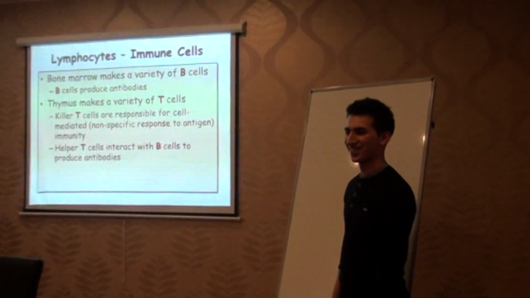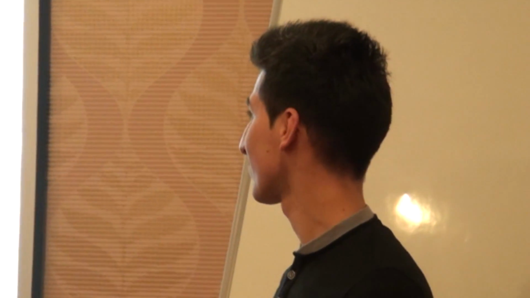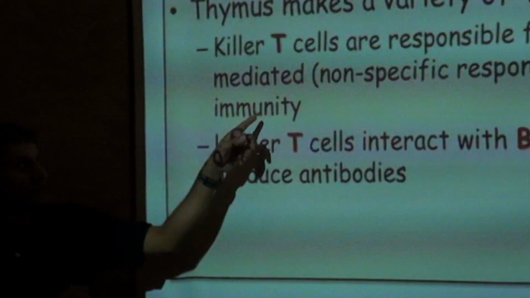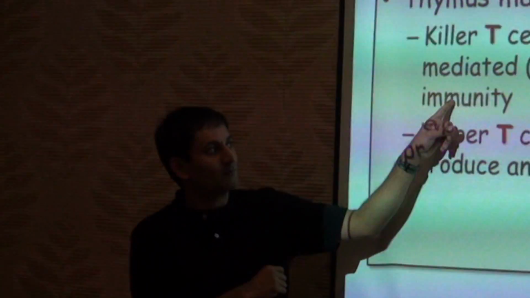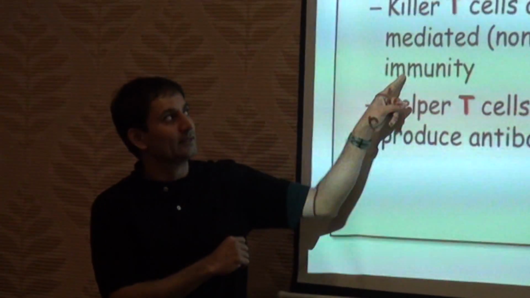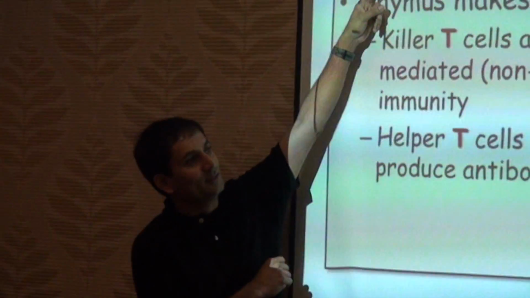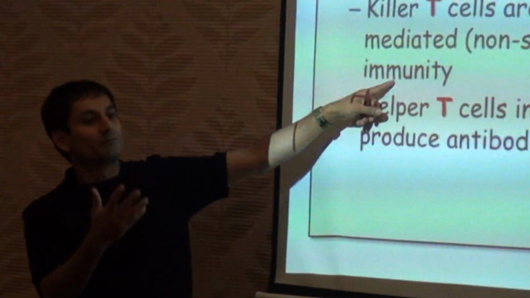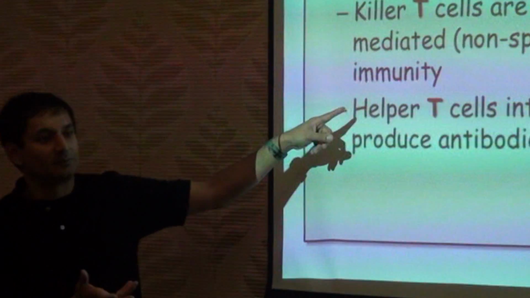Only killer T cells produce this antigen, right? They are responding to non-specific antigens. So they're responsible for that kind of immunity, this non-specific response to antigens. They're not producing antibodies, but they have a different response. It's a non-specific response.